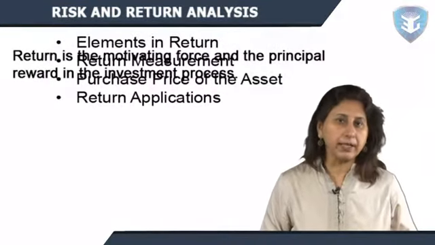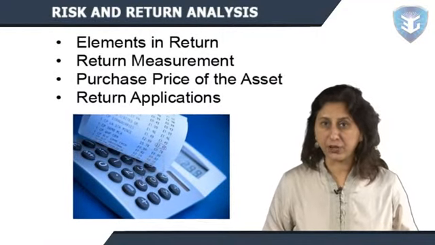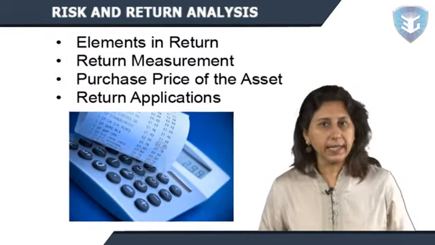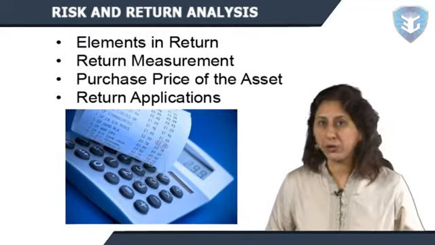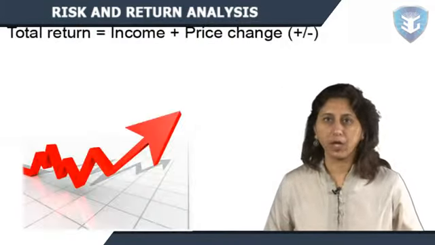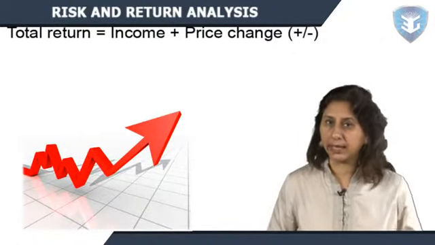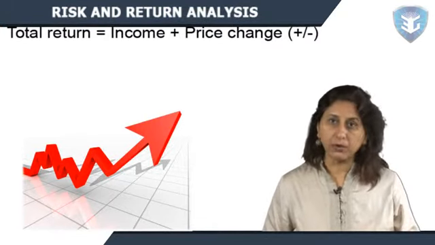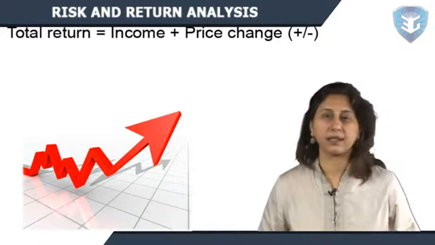Return on a typical investment consists of two components: periodic cash receipts and change in the price of the asset. The income from an investment consists of one or more cash payments paid at specified intervals of time. Total return consists of the sum of two components, income and price change. Total return is equal to income plus or minus price change.